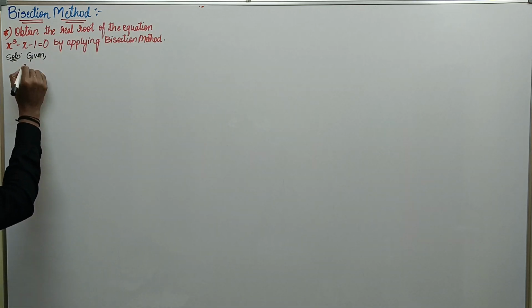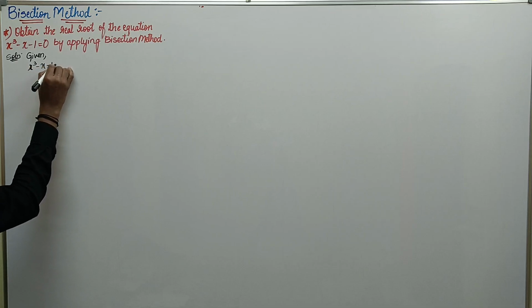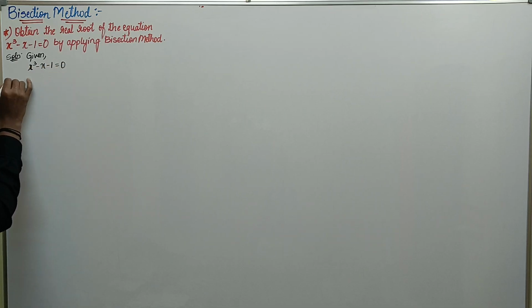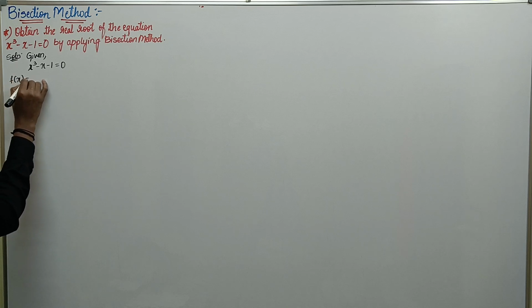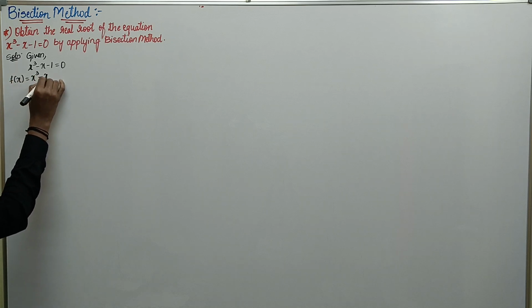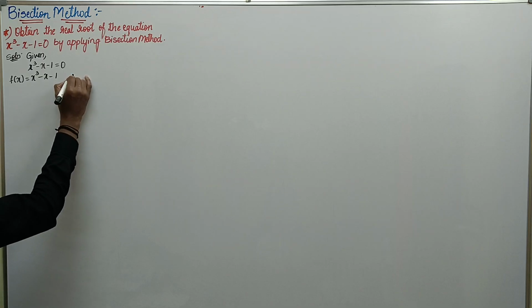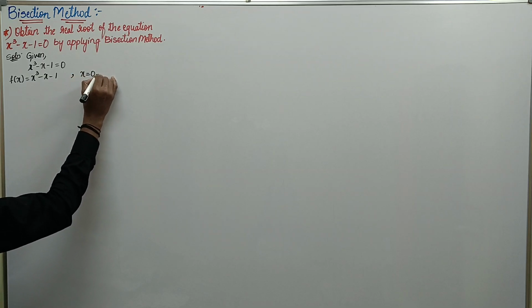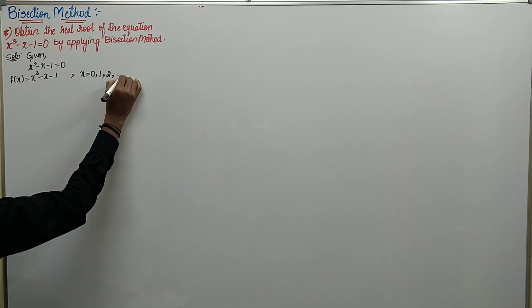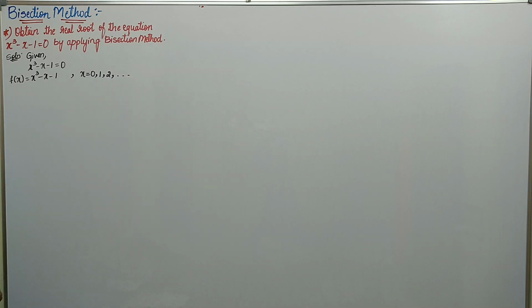Always remember, the equation should be equal to 0. x cube minus x minus 1 equal to 0. Represent the equation as f of x, which is equal to x cube minus x minus 1. Now give the values in place of x starting from 0, 1, 2, 3 and so on. Till where are we supposed to evaluate the values? Till you get negative to positive roots.